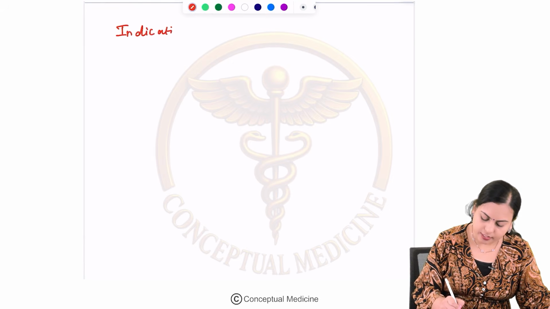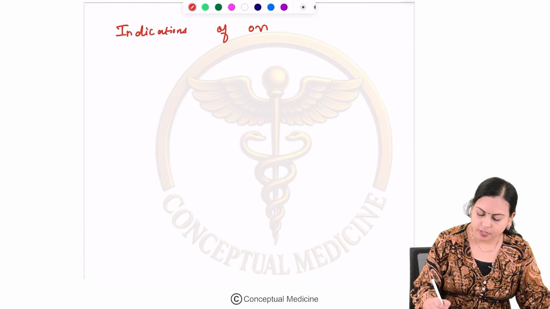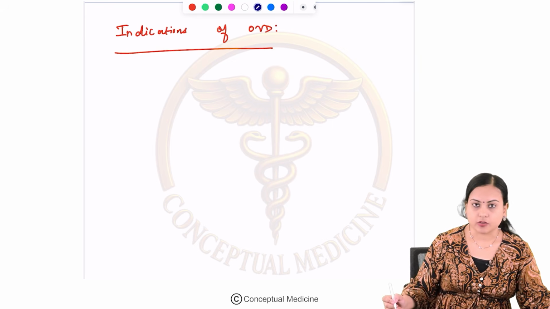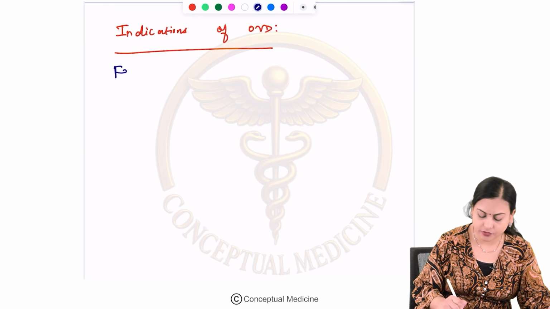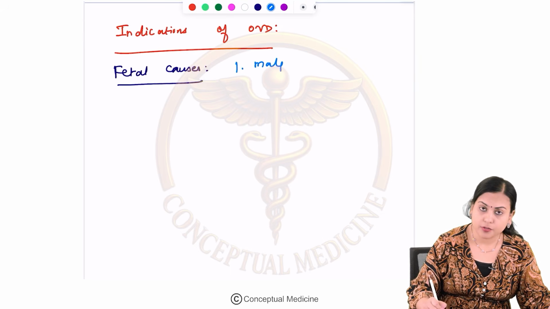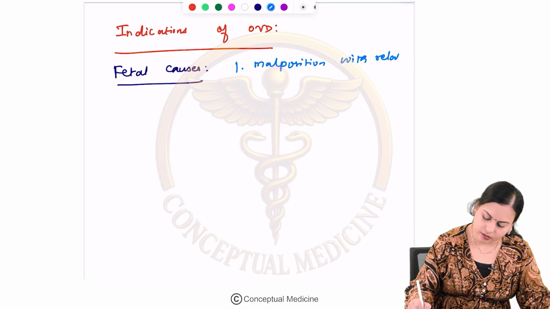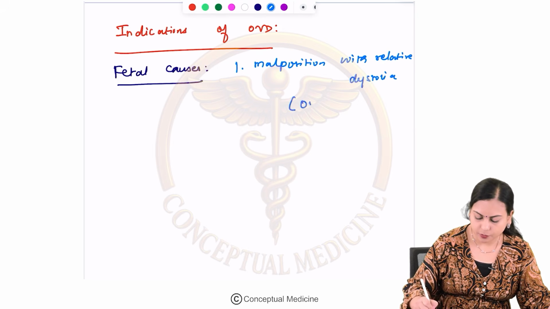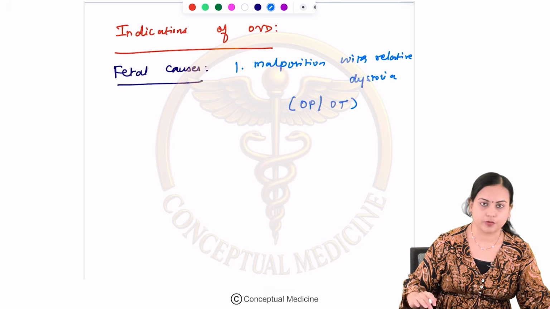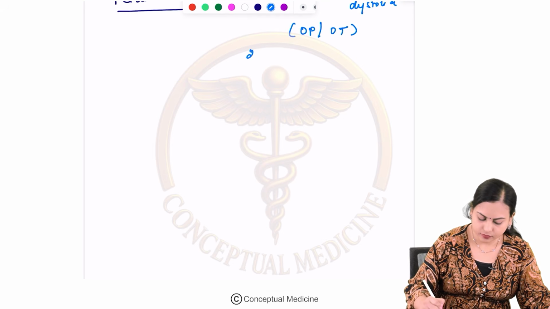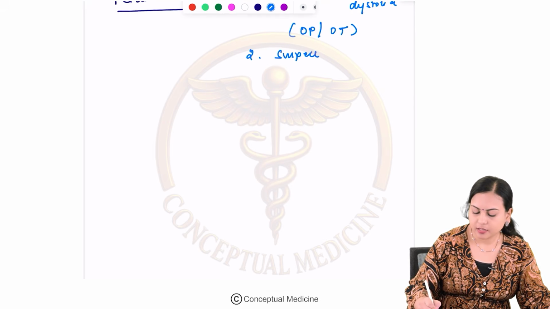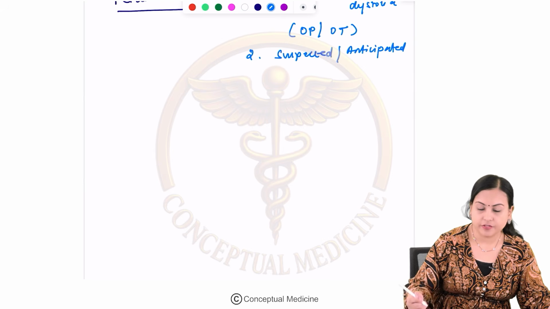Indications of operative vaginal delivery can be put as maternal causes and fetal causes. We'll see the fetal causes first, and they include malposition with relative dystocia. For example, when there is an occipito-posterior position or an occipito-transverse position, right? Then there is a suspected or anticipated fetal compromise.